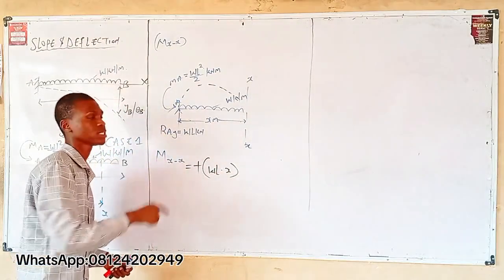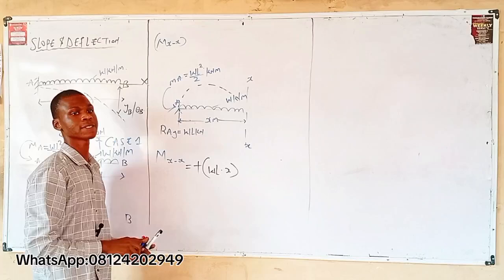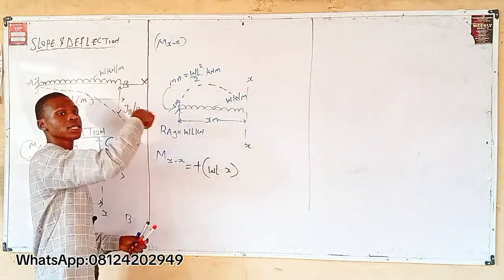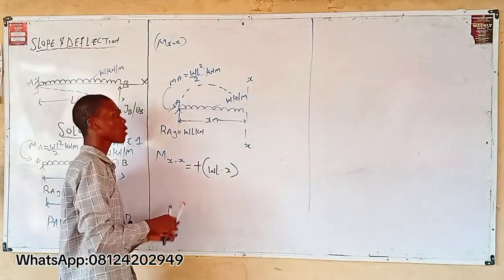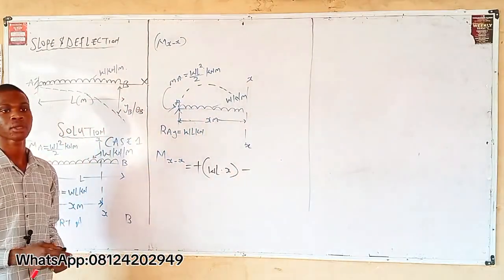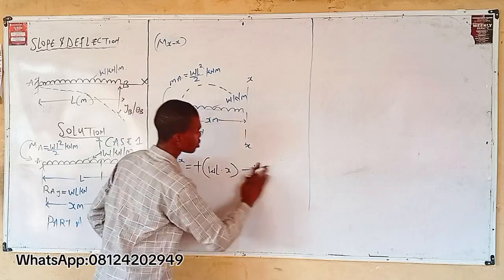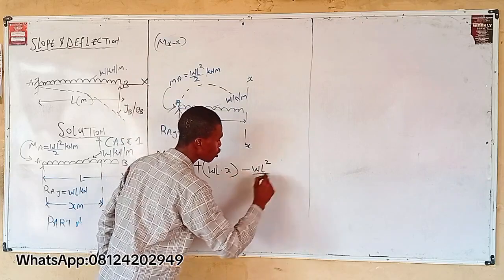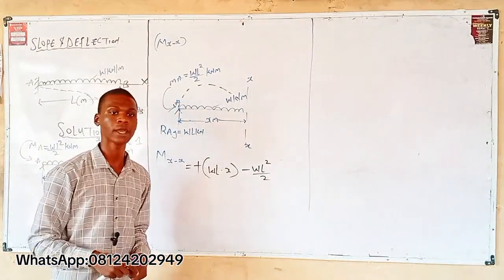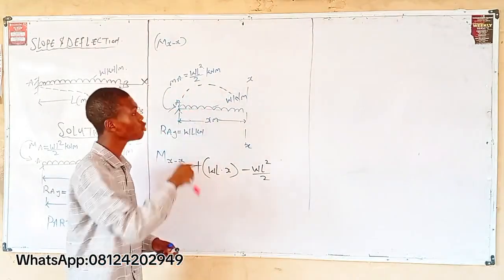Now, which one should we consider next? Is it the UDL or MA? MA. MA, is it going clockwise or anti-clockwise? Anti-clockwise, because it is coming like this. Meaning that 12, 11, 10, 9, you get. So because it is anti-clockwise, what do you have? Negative. What's the intensity of MA? WL square over 2. This MA, will I reference it to a distance? No. Why? Because it is a moment. It does not need a distance. It's already in kilonewton meter.